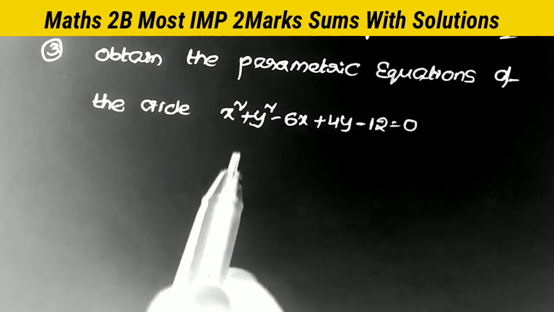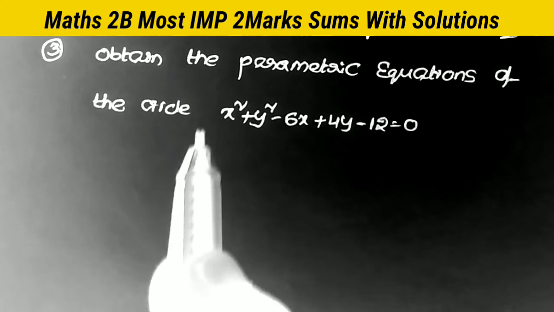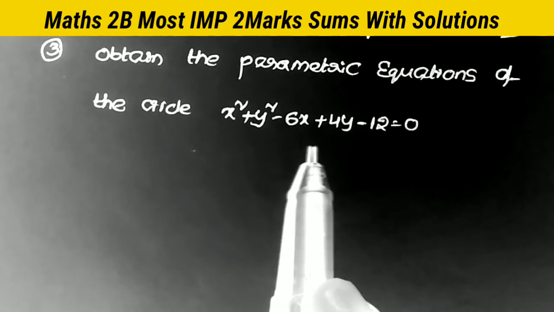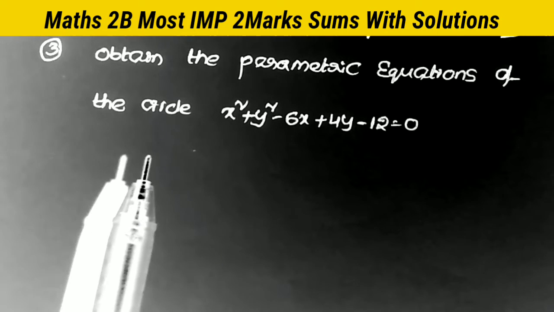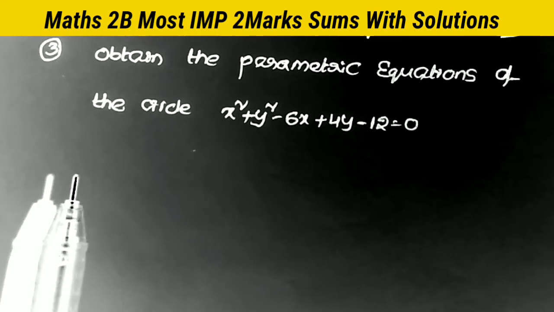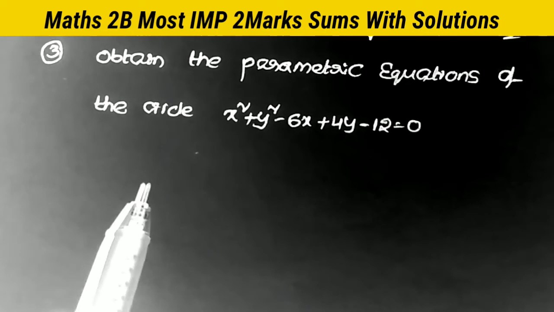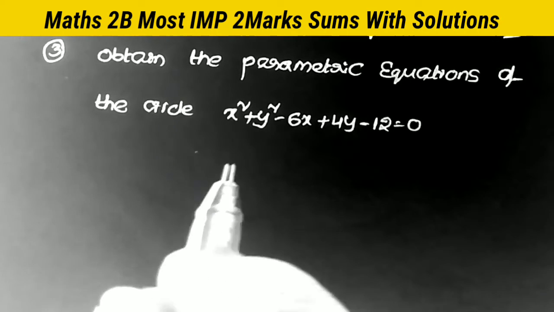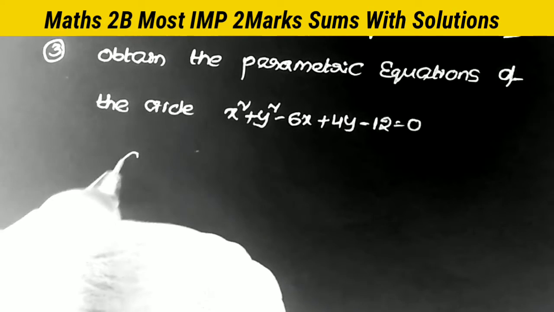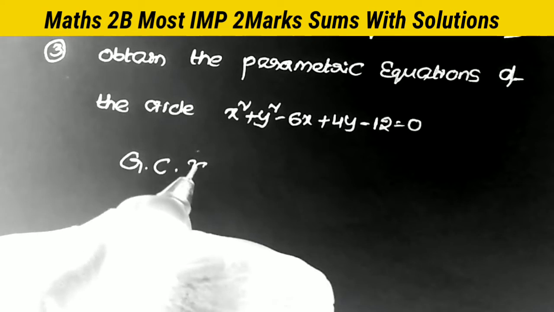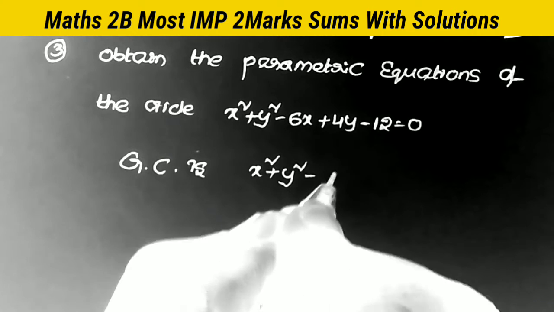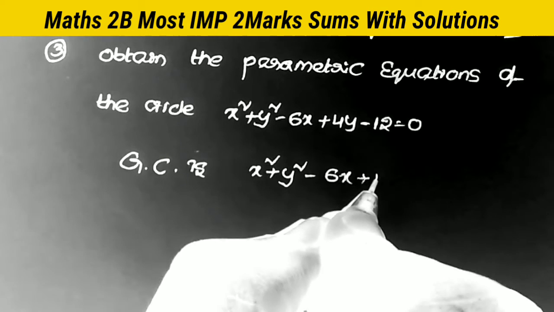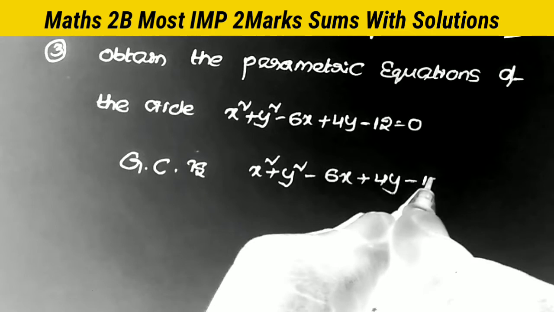Next problem. Obtain the parametric equations of the circle x square plus y square minus 6x plus 4y minus 12 is equal to 0. These are the models which are related to the parametric equations. This is the third and last model. So here also we have to find the center and radius to get the parametric equations. First I write the given circle. Given circle is x square plus y square minus 6x plus 4y minus 12 is equal to 0.